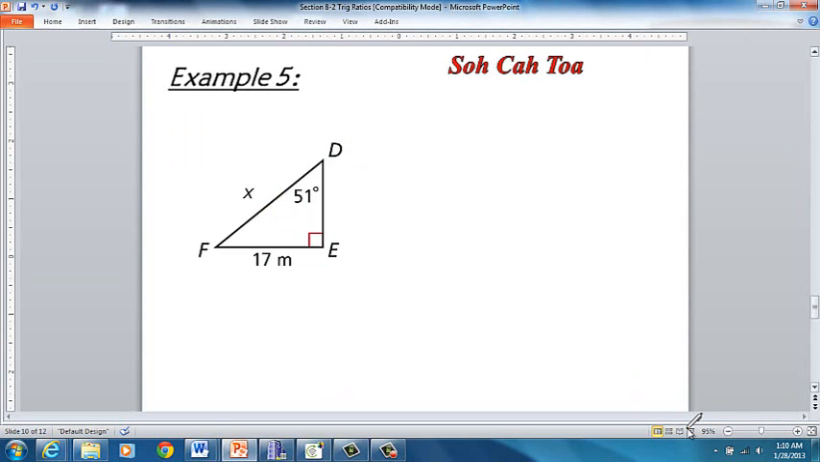In example 5, I'm trying to find the value for x, just the length FD of this right triangle. So I'm going to use the trig function to do that, but I have to determine which one I use to set up an equation to find x. So let's look. This is the angle I have to work with. It's the 51-degree angle, which is the opposite. So then I go to my trig functions. Which one uses opposite and hypotenuse? The sine function does.